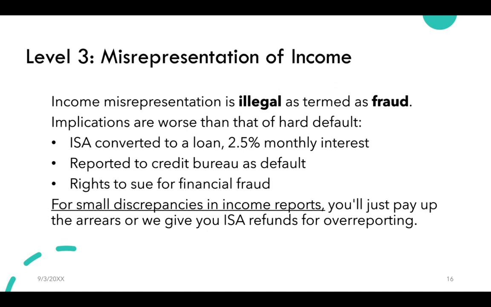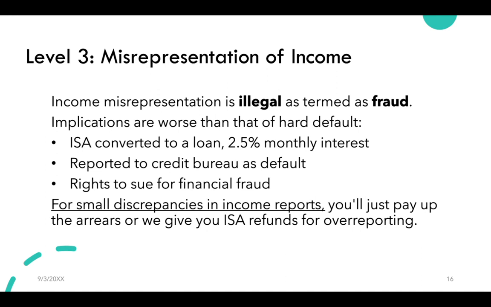Now let's talk about level 3, and level 3 is on misrepresentation of income. Misrepresentation of income is illegal and is termed as financial fraud, and the implications are far worse than that of hard default. Just like in hard default, you will still get your ISA converted into a loan with a 2.5% monthly interest rate. At the same time, we will still report you to the credit bureau as a defaulter. But because this is an illegal act and there are financial implications for this misrepresentation, we have the right to sue for financial fraud. And this could be either Chapter or the school that gave you the financing.